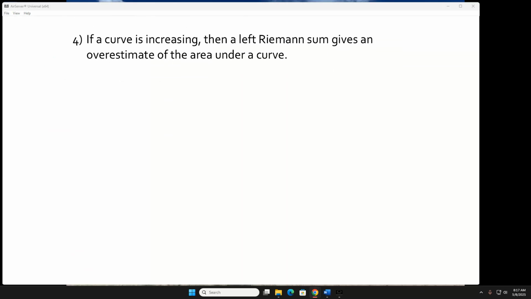Okay, let's look at number 4. If a curve is increasing, then a left Riemann sum gives an overestimate of the area under the curve.